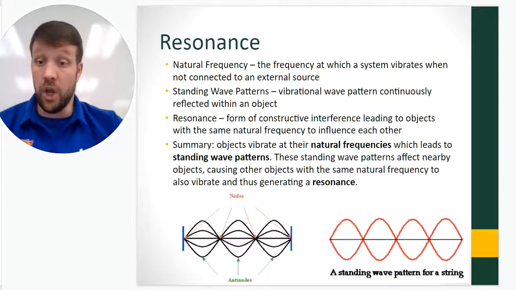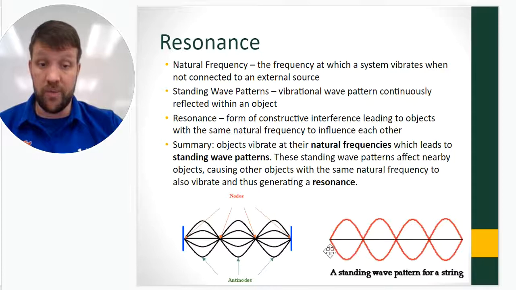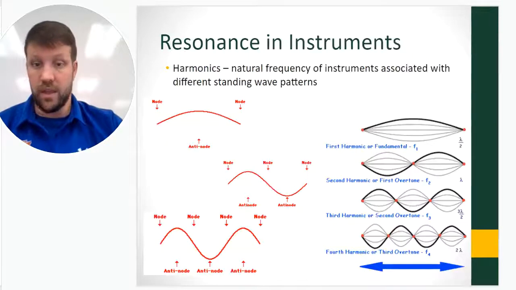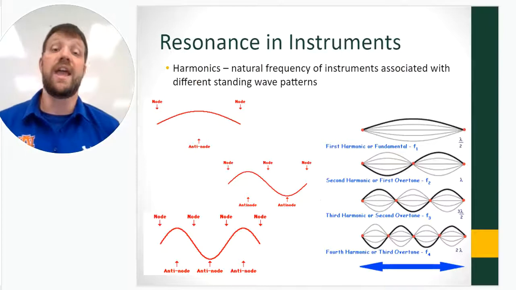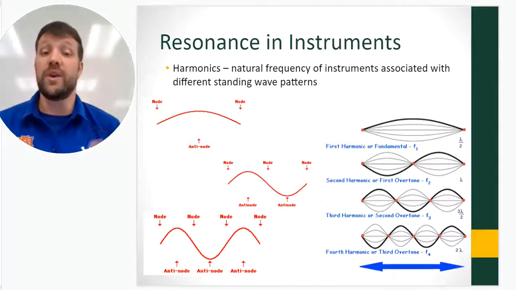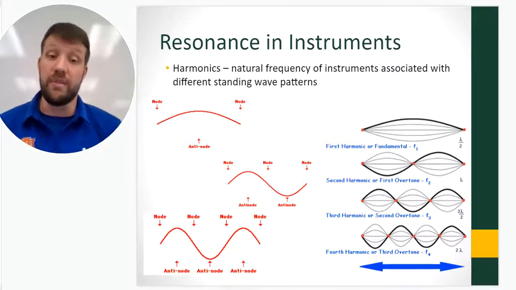Okay? So a node is where it hits the rest position, an antinode is where it's at its peak or at its trough. All right? And there's your standard wave pattern there. Node, antinode, node, antinode, node, antinode, and so forth. The number that are there and that's resonating within an instrument causes what's known as a harmonic. Okay, a harmonic is a natural frequency of an instrument associated with different standing wave patterns.